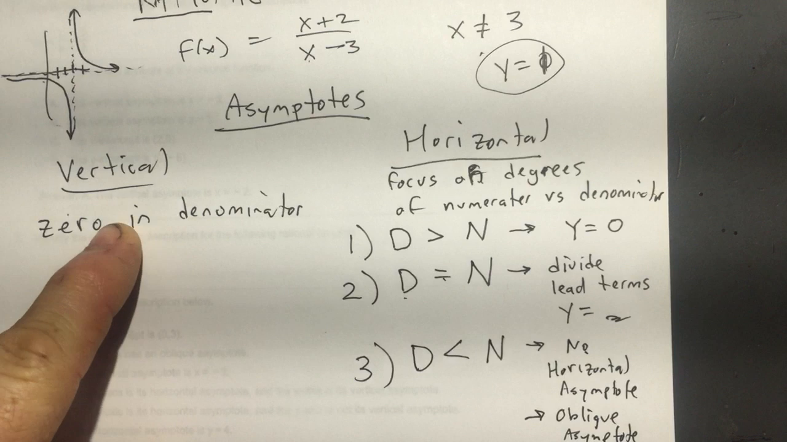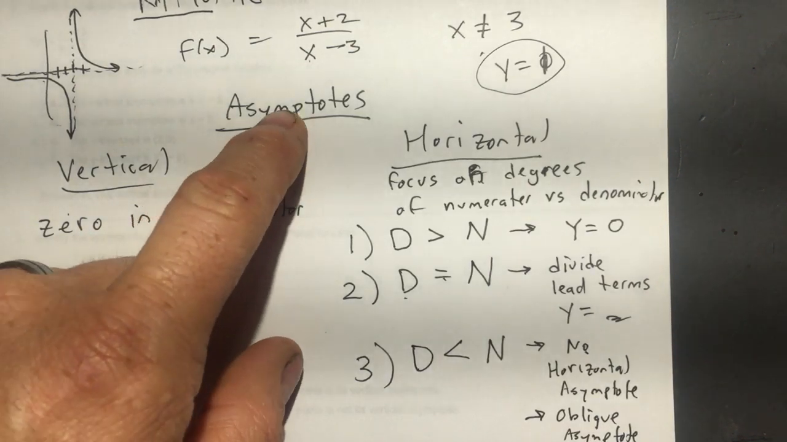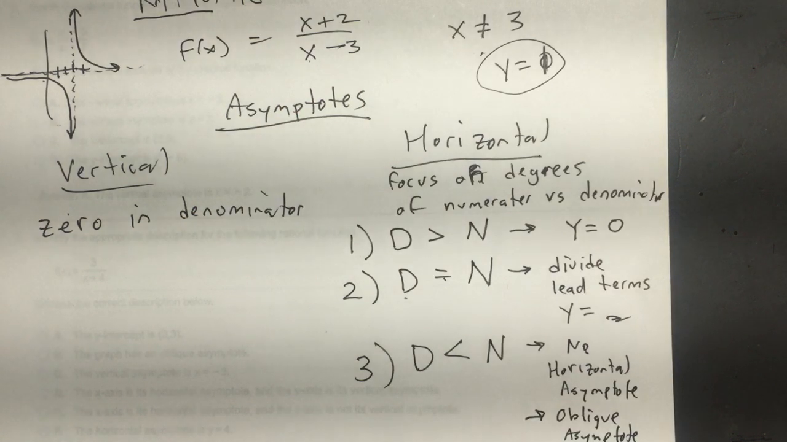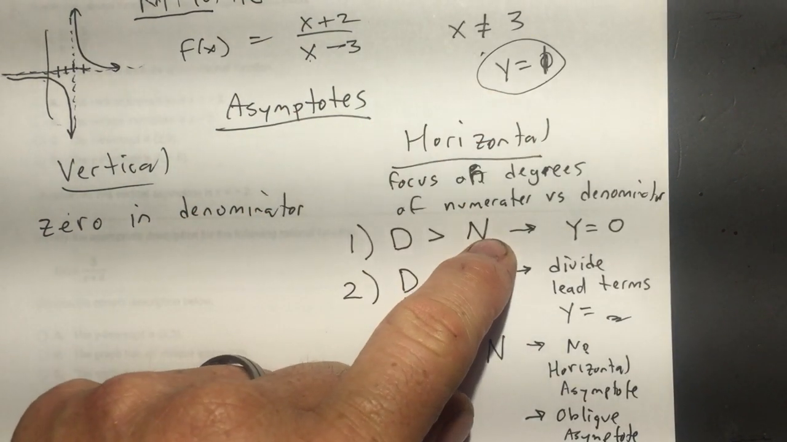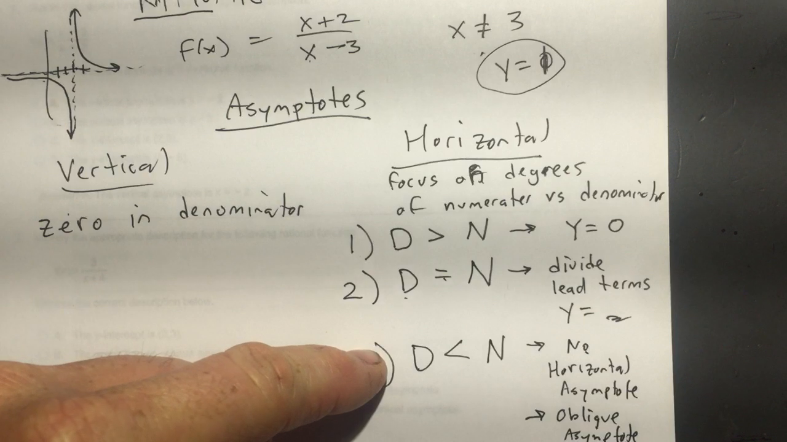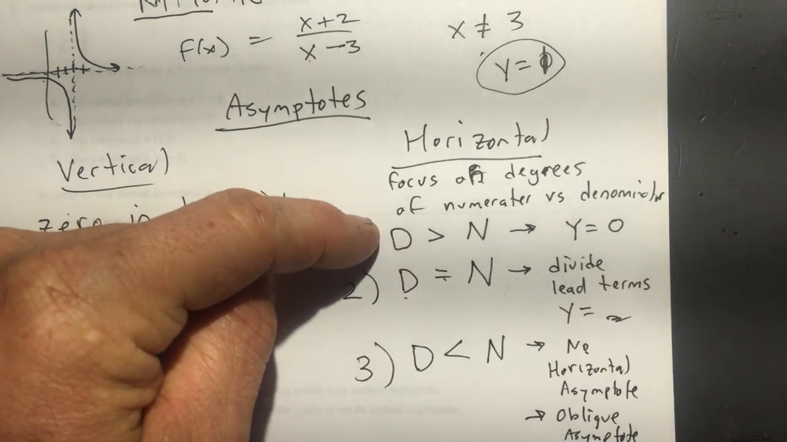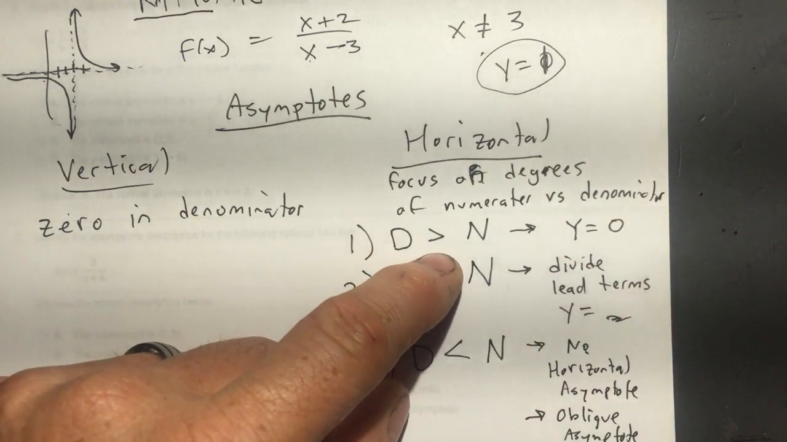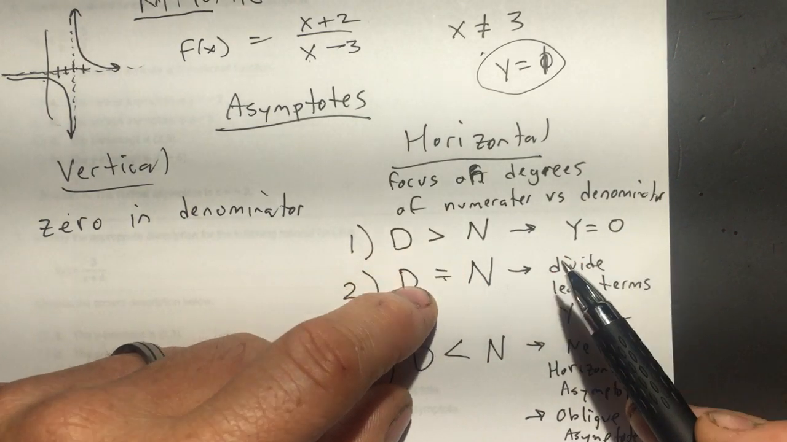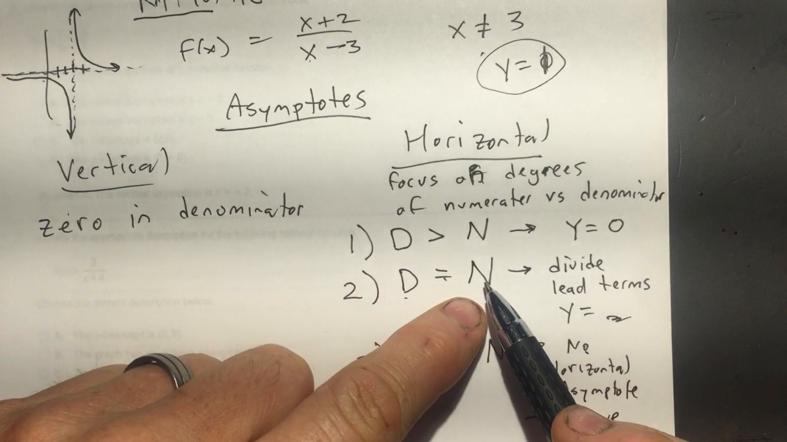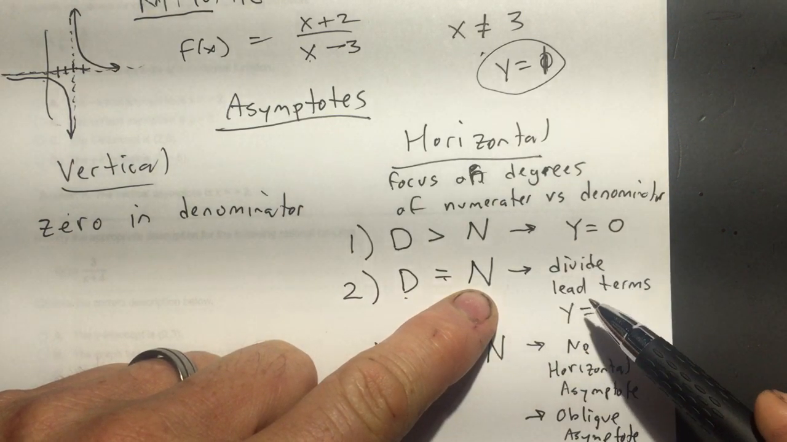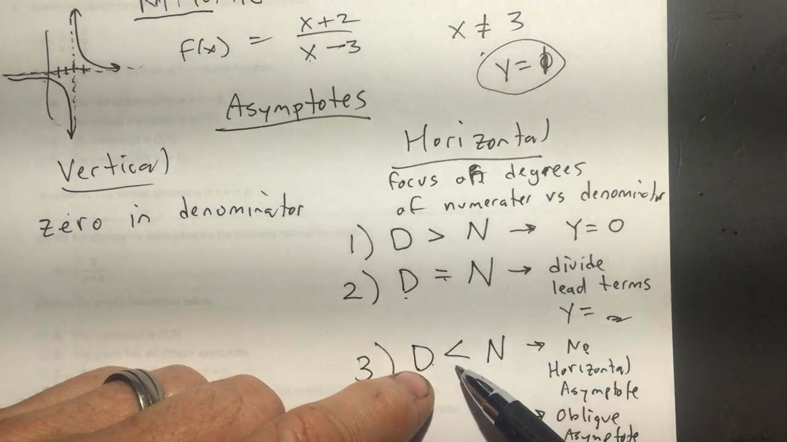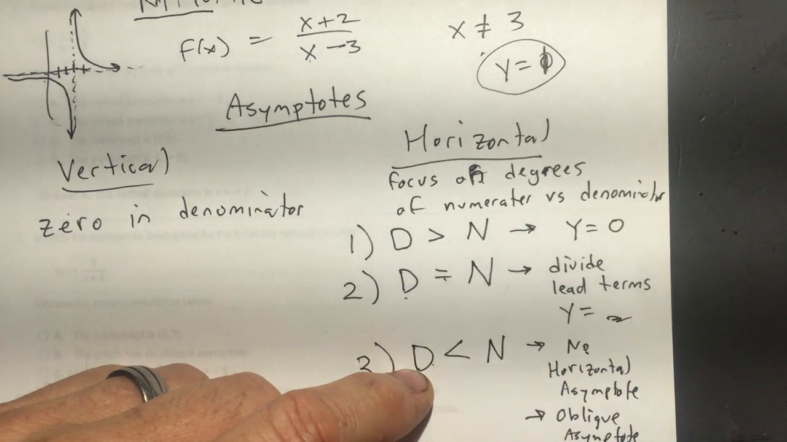Okay, so finding the vertical asymptote is simple. Just whatever makes you have 0 in the denominator, bam, that's your vertical asymptote. But on your horizontal asymptote, you got these different cases involved. And you look at the degrees of the numerator versus the denominator. And if the denominator degree is bigger, it's y equals 0. If the denominator degree is equal to the numerator, then you divide the lead terms. But if the numerator is greater, or if the denominator is less than the numerator, there's not a horizontal asymptote at all.